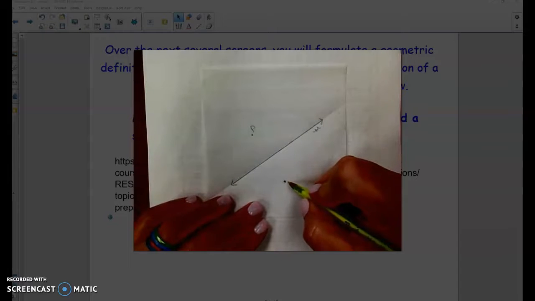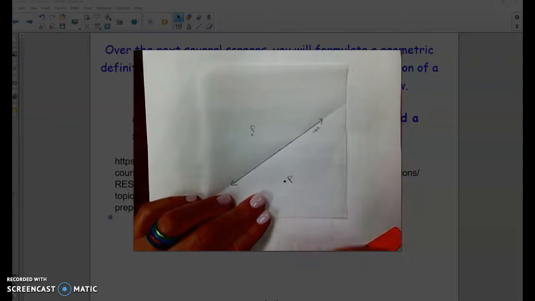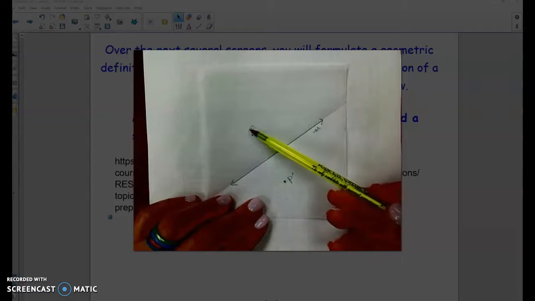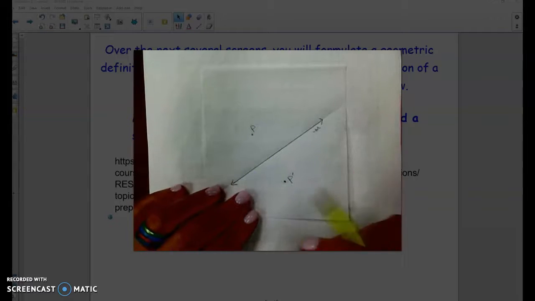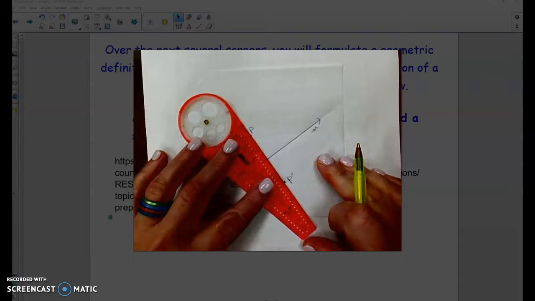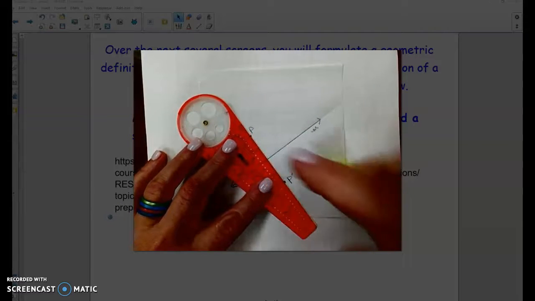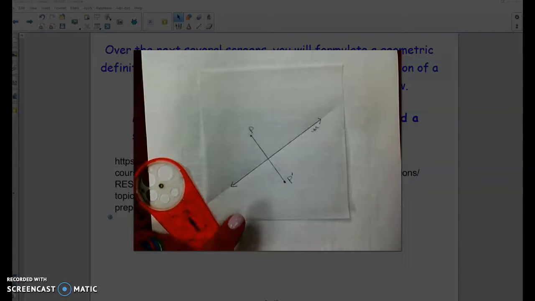Now this is called the image of point P. To show that, we also use a capital letter P, but we put a little apostrophe beside it, and that's a prime symbol. So we call that P prime, which just means the image of point P. So again, this is the reflection of that point. We're going to connect those 2 points, point P and P prime, with our straight edge. So we just made segment P P prime.